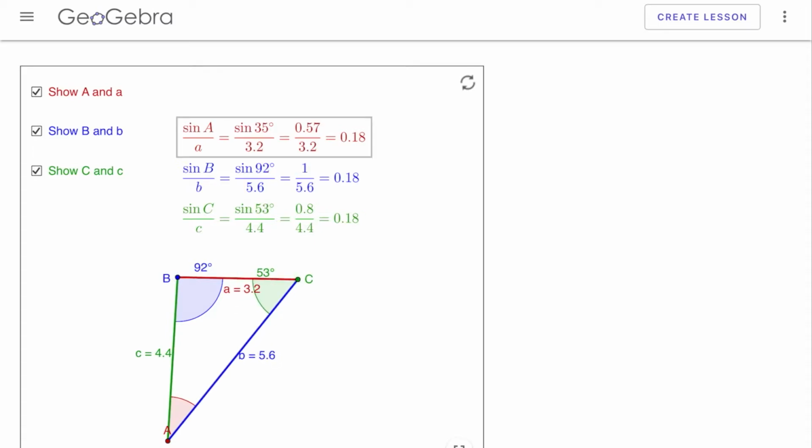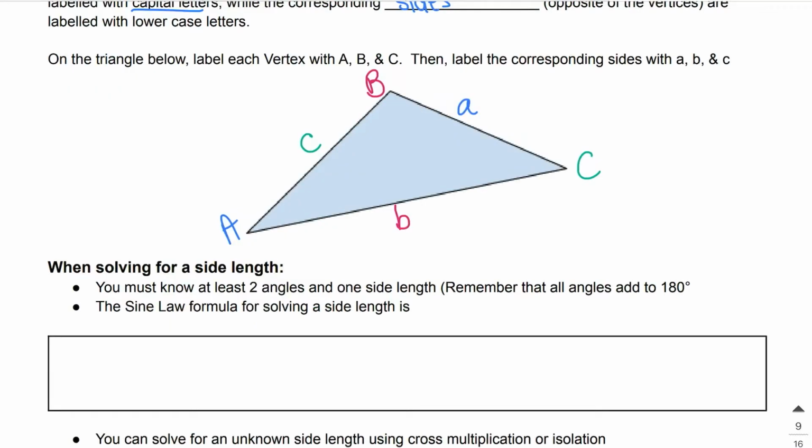So if I take the sine of A divided by the side across from it, it will equal the sine of B divided by the side across from it, which will equal the sine of C divided by the side across from it. And that's a really important relationship that will help us solve for missing pieces in triangles that are no longer right triangles. So when solving for a side length, you must know at least 2 angles and 1 side length, okay? And just a reminder that all angles will add up to 180 degrees.